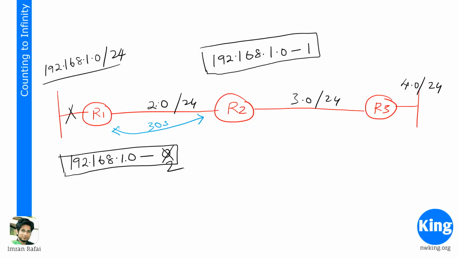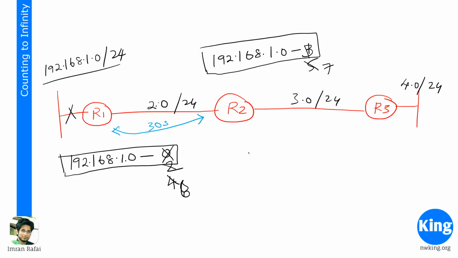So everybody's happy. R1 sends the update to R2 saying, okay, I have access to 192.168.1.0 with a hop count of 2. R2 looks at that update and says, earlier you told me you have access to the same network with a hop count of 0, but now since you're telling me you have access with a hop count of 2, I'm going to update my routing table to 3. So next time R2 tells R1 about this update, R1 updates it to 4, and R2 goes to 5, then 6, 7, and it goes on.